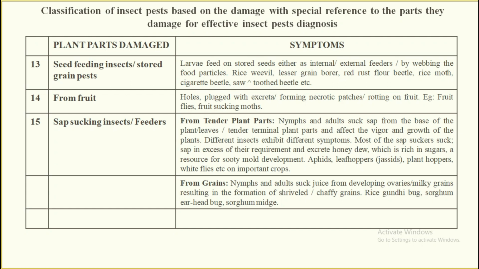Okay. Then sap-sucking insects. What are the examples? Thrips, aphids. So many are there. Leafhopper, jassids. That is leafhopper, jassid. Bugs are there. Yes or no? Those are all sucking insects.